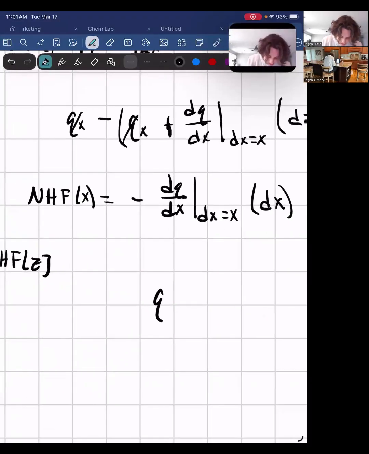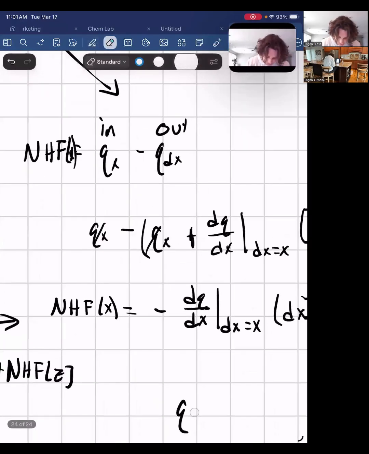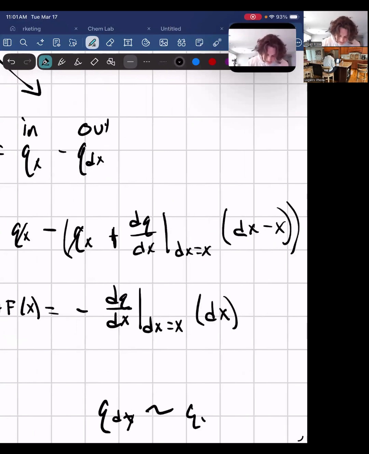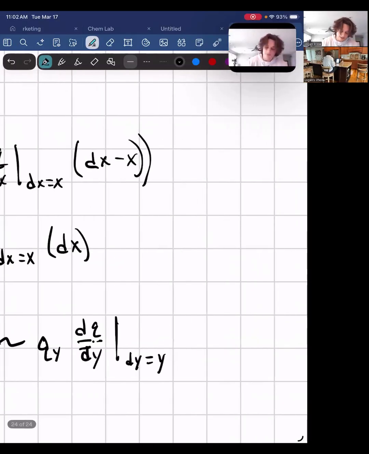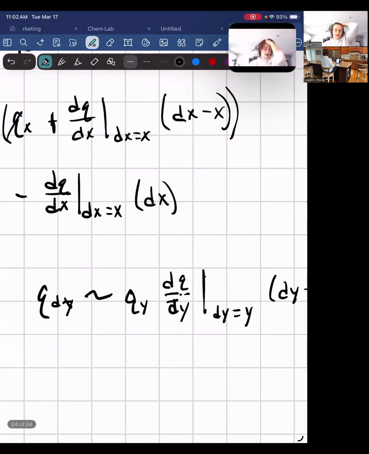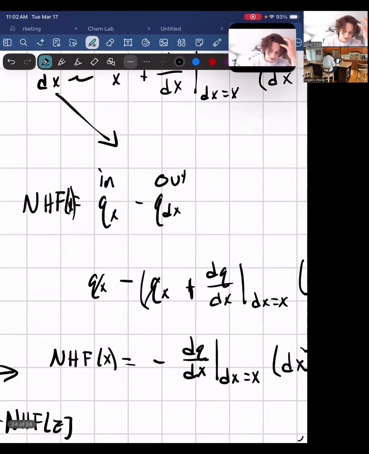So we look at q at y plus dy is similar to q_y plus dq/dy, evaluated from y to y plus dy, right? And this is exactly the same as what we had up here, just now it's in the y direction, and we can follow the same path that we did here.